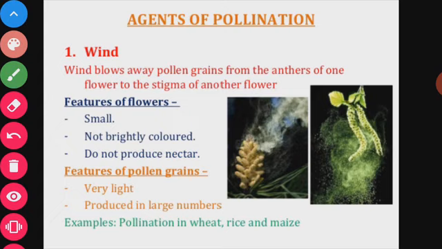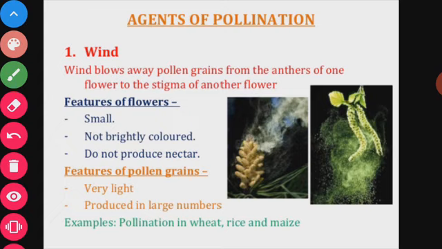Okay, today my topic is agents of pollination. What are agents of pollination? Mediums through which pollination takes place are called the agents of pollination. The agents may be wind, water, or insects. Let us study how they help in the process of pollination.